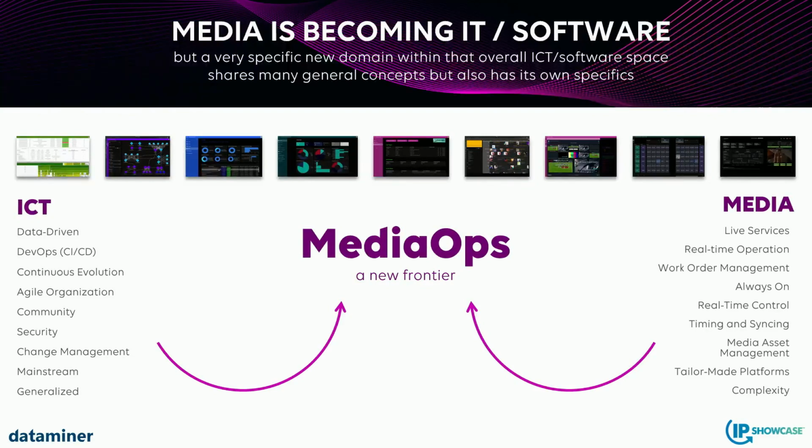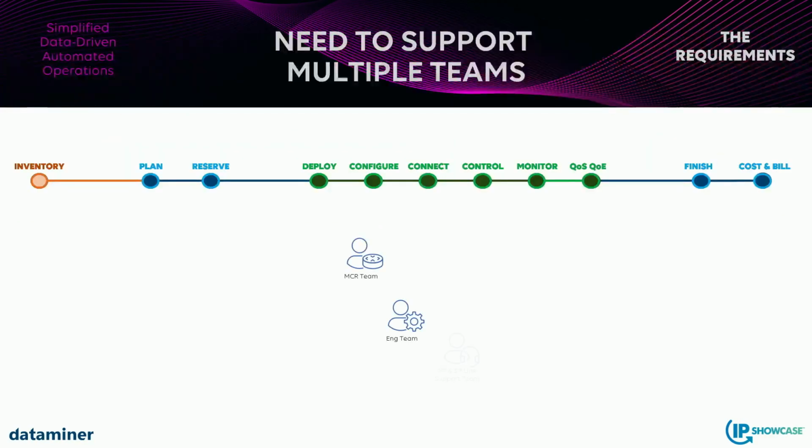And the tools used in ICT are much more mainstream, generalized tools. But all those tools we cannot really use out of the box. And what we call media ops here, that new frontier, that's really to converge ICT and media operations into something that we can use in broadcast.